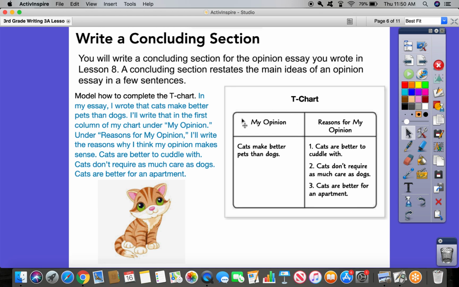Over here it says my opinion, and over here is reasons for my opinion. In my essay, I wrote that cats make better pets than dogs. I'll write that in the first column under my opinion. Under reasons for my opinion, I'll write the reasons why I think my opinion makes sense. Cats are better to cuddle with, cats don't require as much care as dogs, and cats are better for an apartment.